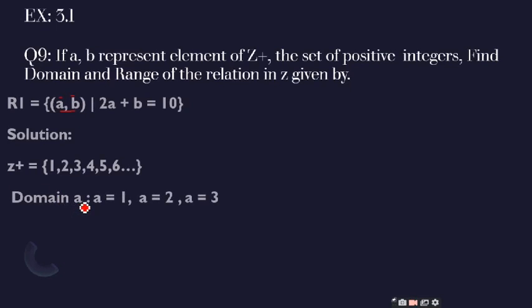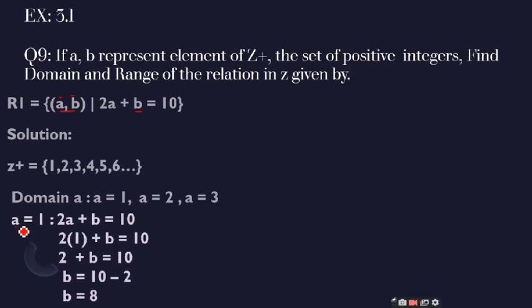So suppose we have domain A: A is equal to 1, A is equal to 2 and A is equal to 3. We have supposed three domain values, taken from the set of positive integers. You can take any positive integer; I have taken 1, 2 and 3. Now with the help of this domain we have to find the range, which is B.